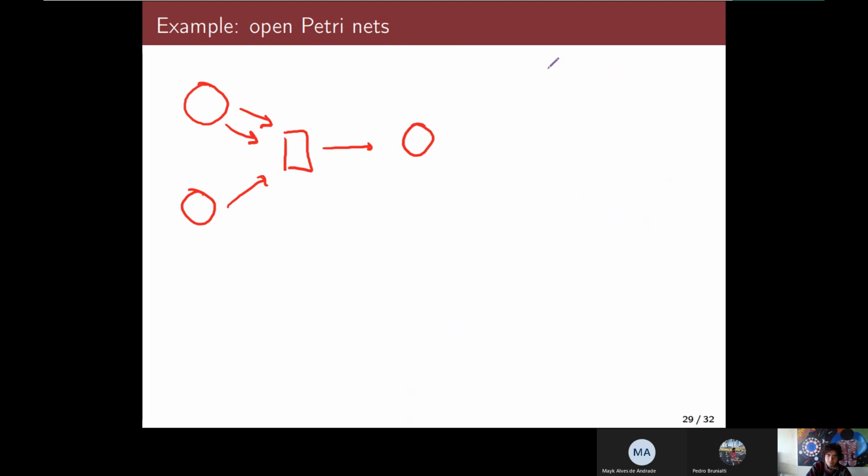And another example, I won't say much. Yeah, Petri nets are kind of cool. So a Petri net is a graph where you have two kinds of nodes. These circles here are called places. And these boxes here are called transitions.